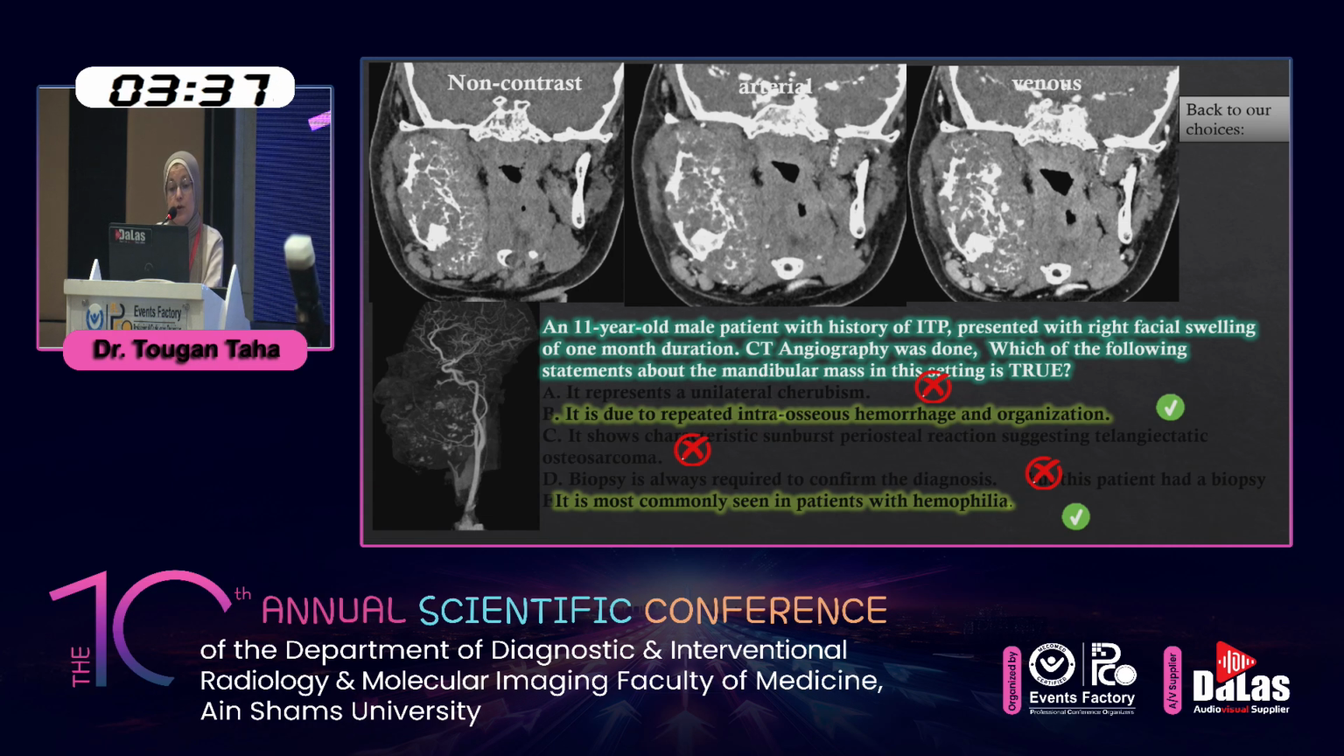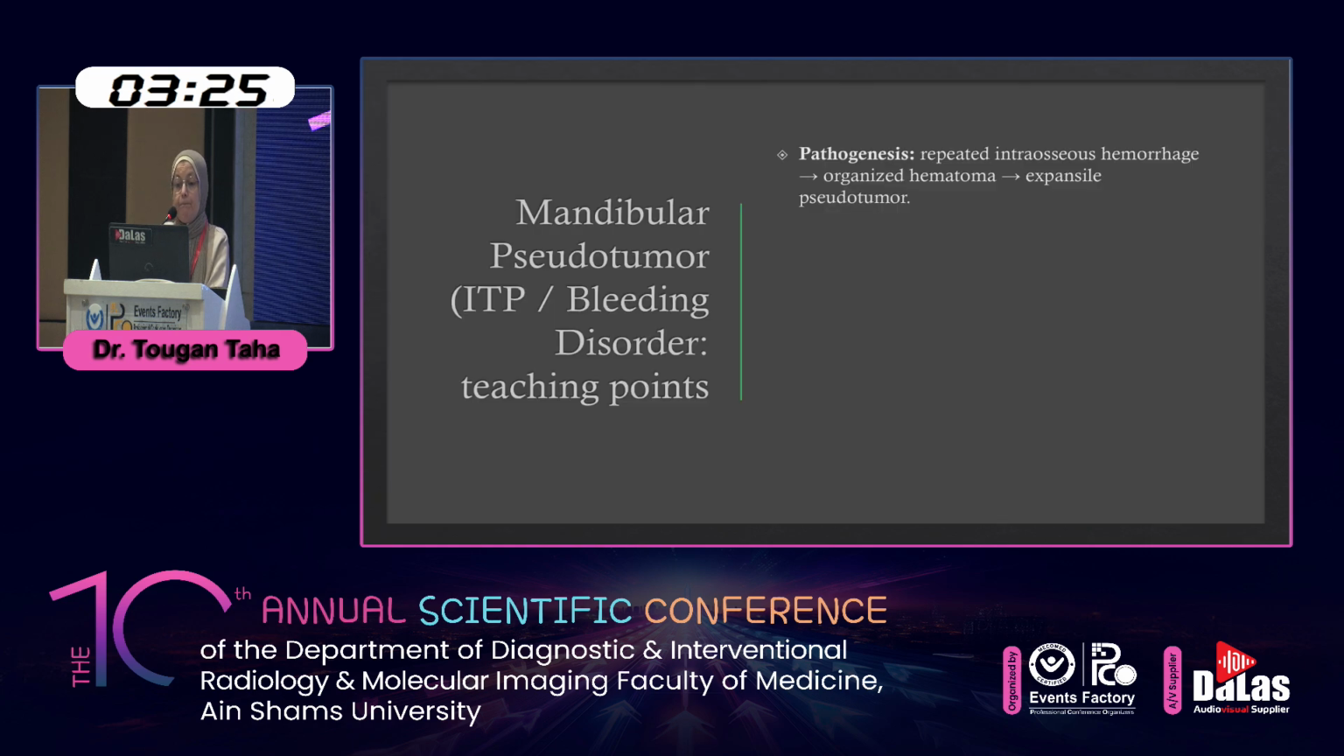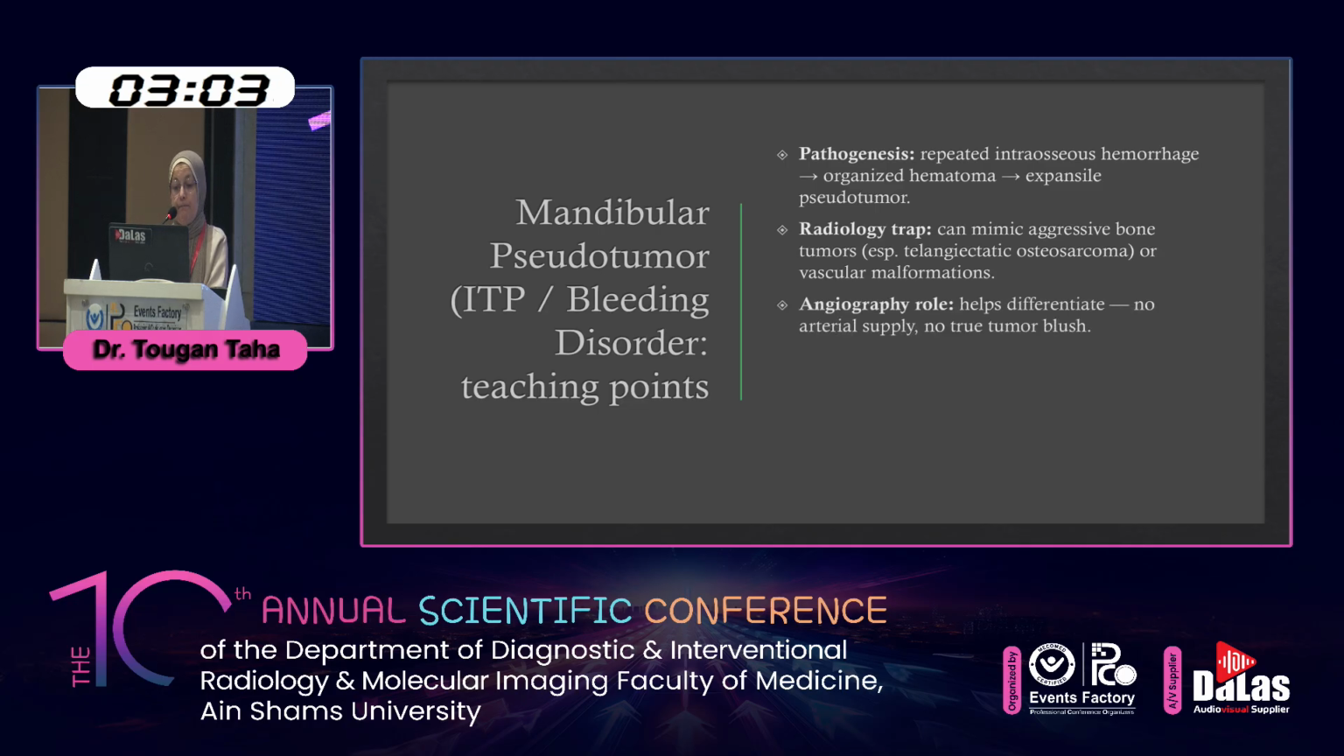So back to our choices, the correct answer is: it is due to repeated intraosseous hemorrhage and organization, and it is most commonly seen in patients with hemophilia. The pathogenesis of intraosseous pseudotumor is repeated intraosseous hemorrhage with organization and hematoma, and then expansile pseudotumor. It can mimic an aggressive bone tumor, especially telangiectatic osteosarcoma or vascular malformation.